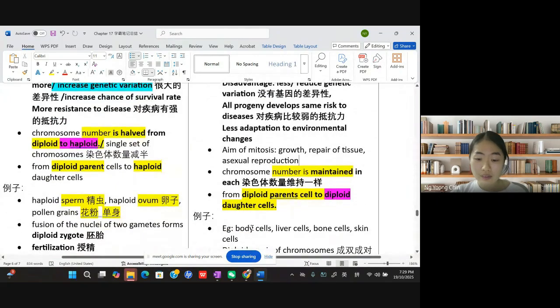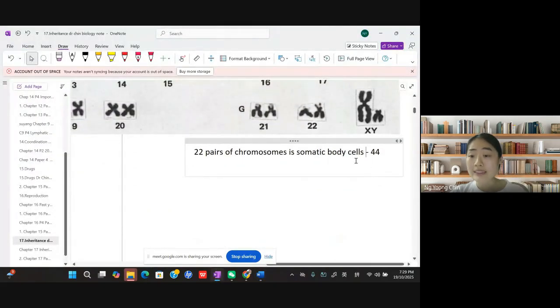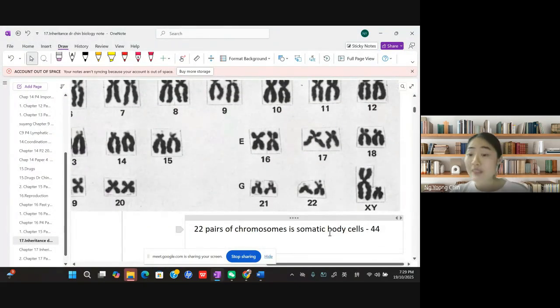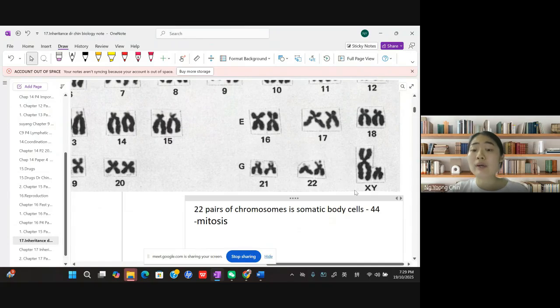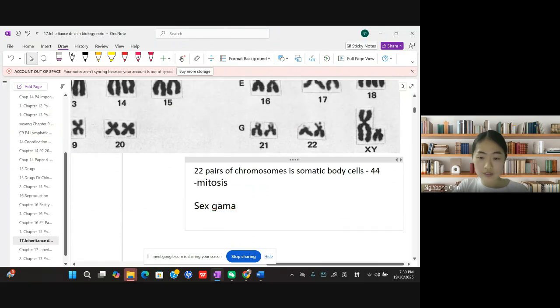So just now I talked about this somatic cell. Actually, all of these 22 pairs of chromosomes will undergo cell division later, which is mitosis. Then how about this XY? This XY is the sex chromosomes, okay? They are the ones in the gametes, which are being produced by meiosis.